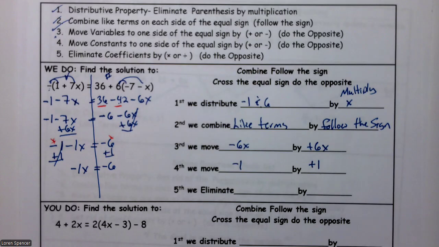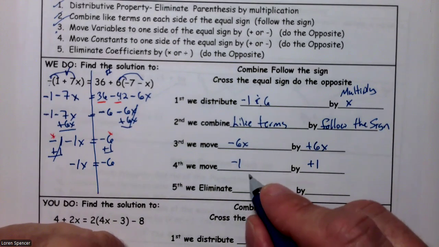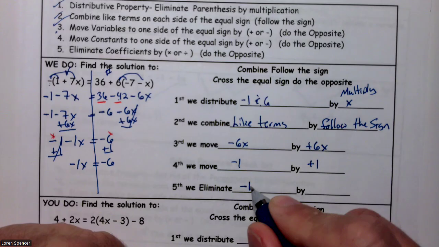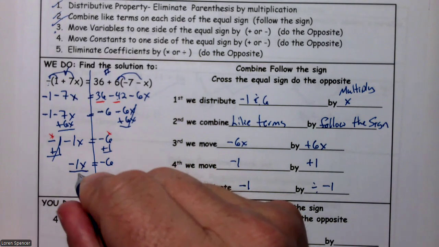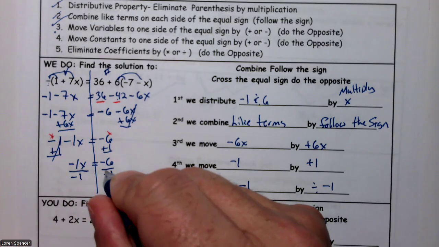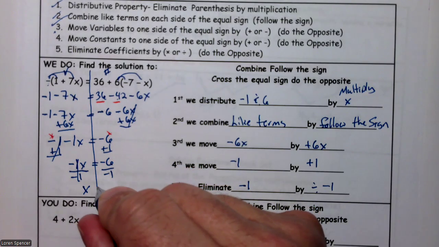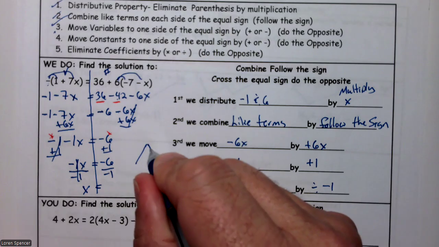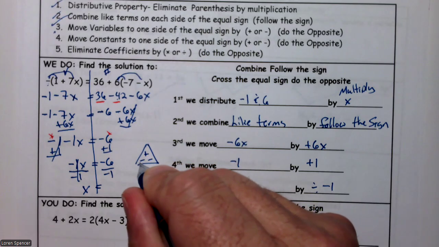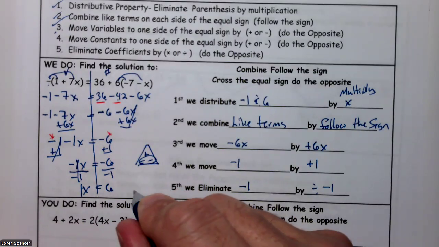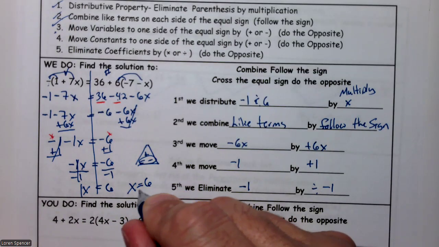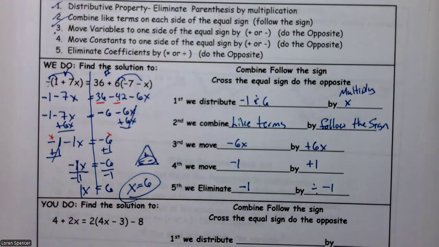Finally, we eliminate the coefficient. So we're going to eliminate the negative 1 by dividing by negative 1. And going back to the triangle, a negative and a negative is a positive, so this is 6. So our answer is x equals 6.